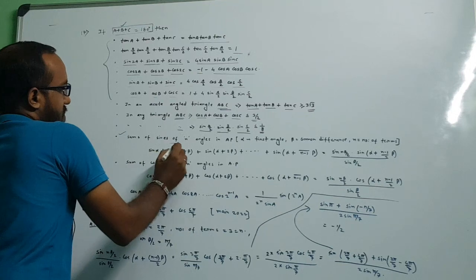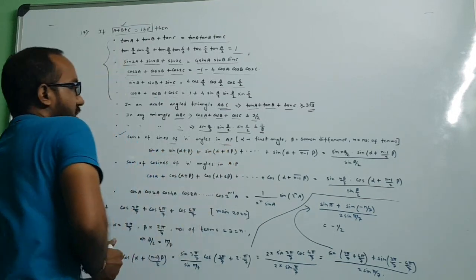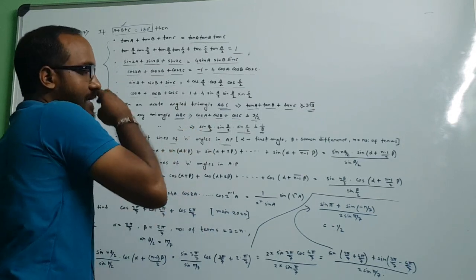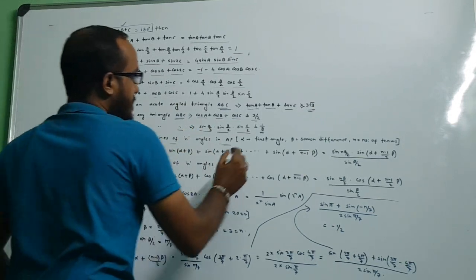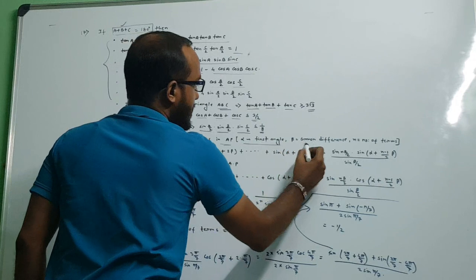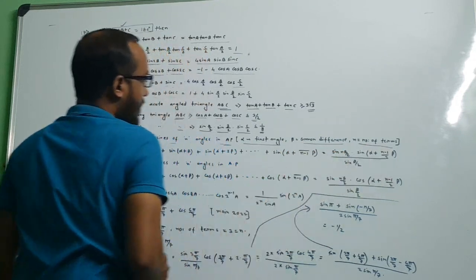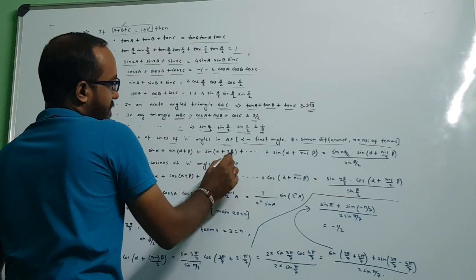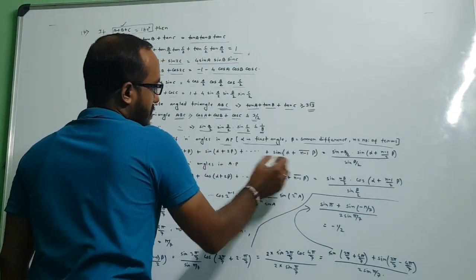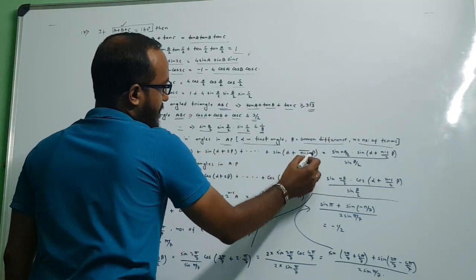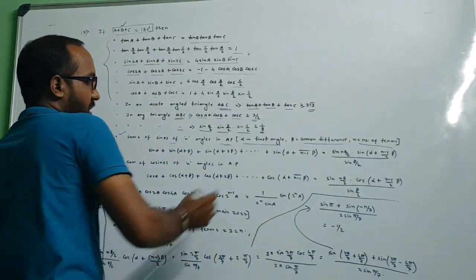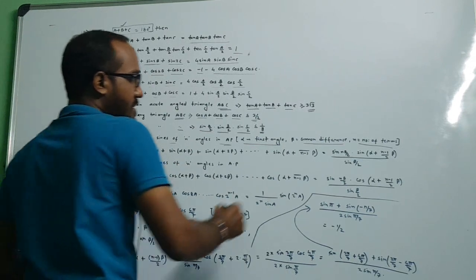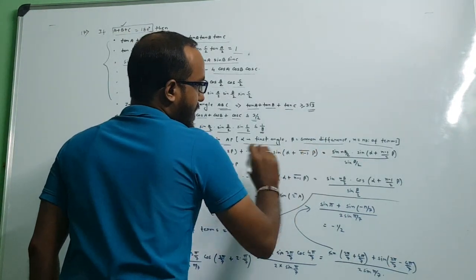Sum of sines of n angles in AP. If it is given that the sines of n angles are in AP, where alpha is the first angle, beta is the common difference and n is the number of terms, then sin alpha plus sin of alpha plus beta plus sin of alpha plus 2 beta going through sin of alpha plus n minus 1 into beta. This bar is given because you have to calculate n minus 1, not 1 minus n. N minus 1 into beta.